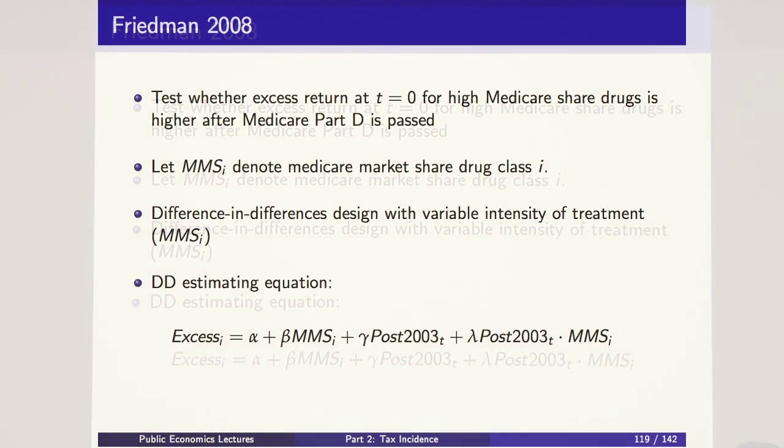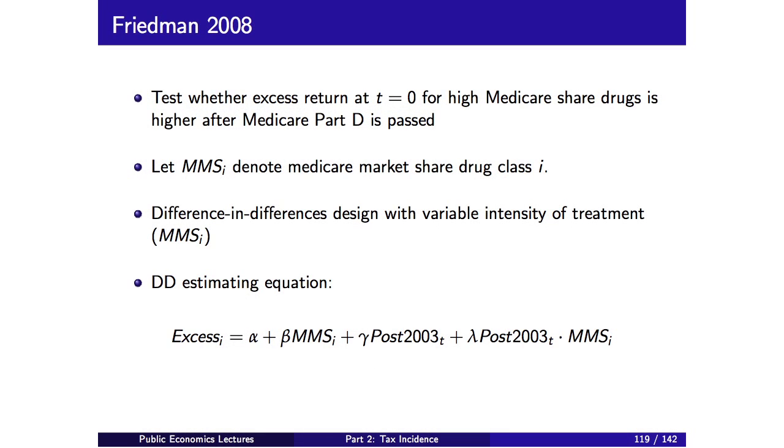Now, what he does next is test whether that excess return at t equals 0 for high Medicare share drugs is higher after Medicare Part D passed. So what's the logic here? If I have a drug that tends to be used by elderly people, for that drug I have a huge demand shift outward after Medicare D was passed and not for other drugs. And so I'm going to use that relative comparison in the second stage to identify the impacts of the Medicare Part D program. So let's let MMS sub i denote Medicare market share for drug class i.